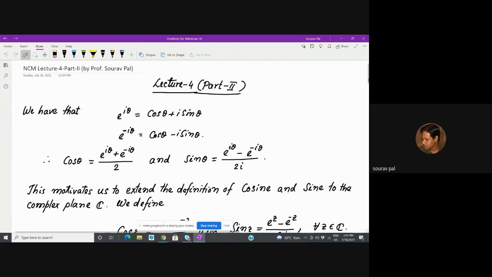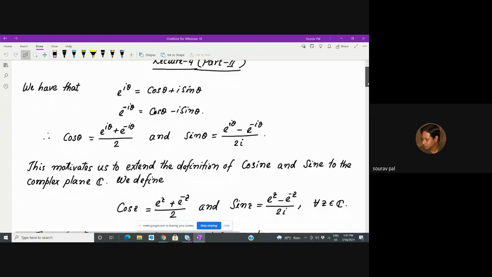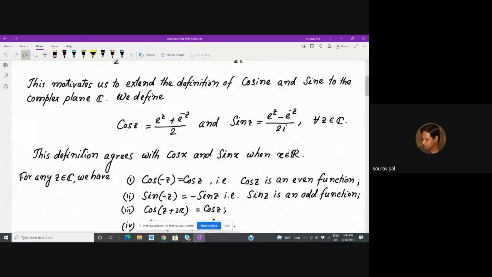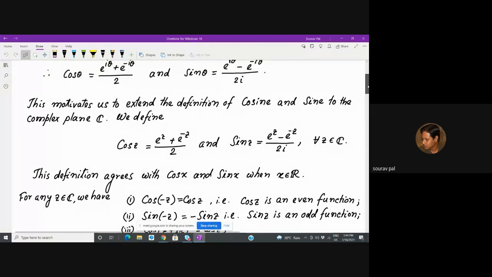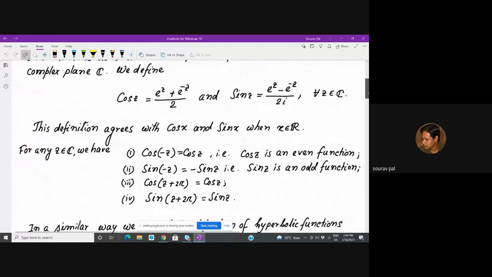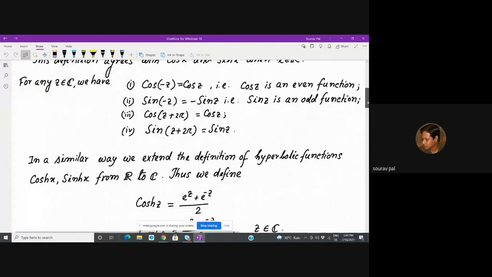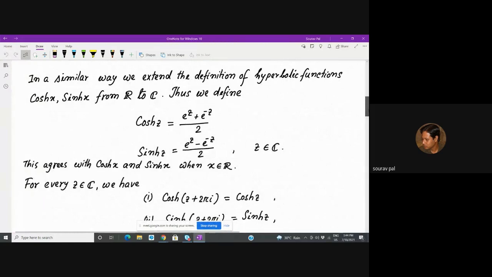Now the point is that this gives us motivation to go beyond the real line to the entire complex plane. Let us define cos z and sin z in a similar fashion, so that it agrees with our definition on the real line, whatever we learned in real analysis. If you put z equal to some real number x, you will see it coincides with whatever we knew earlier. So if we define complex cosine and sine this way for all complex numbers, they have these properties. I have written them down. It's 2 pi periodic.